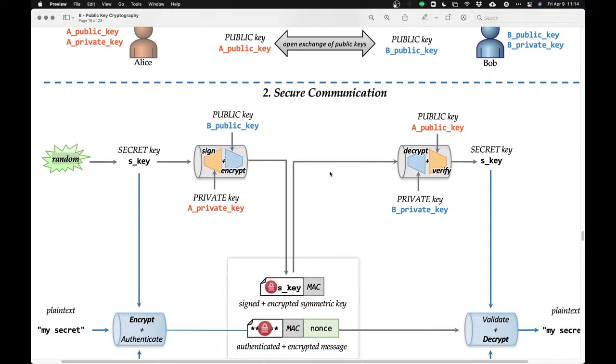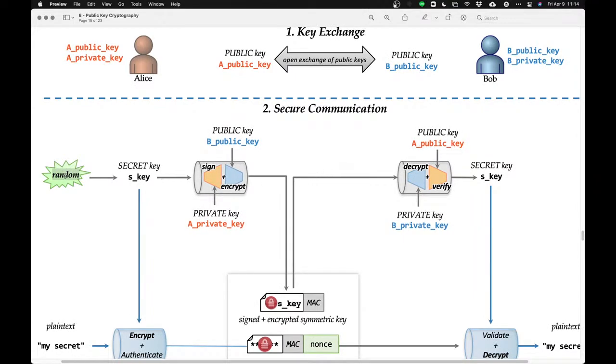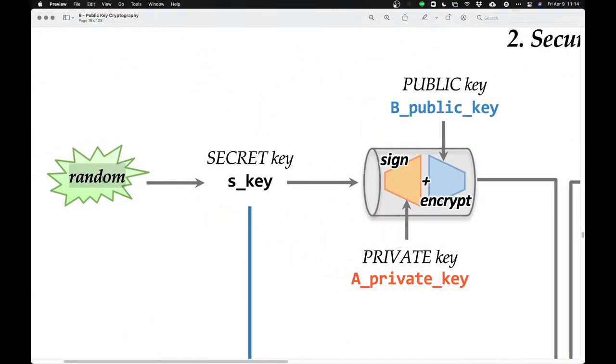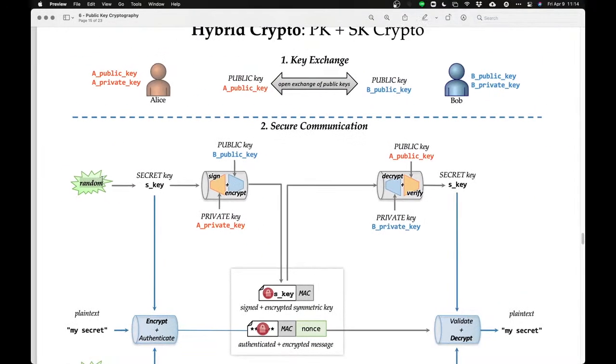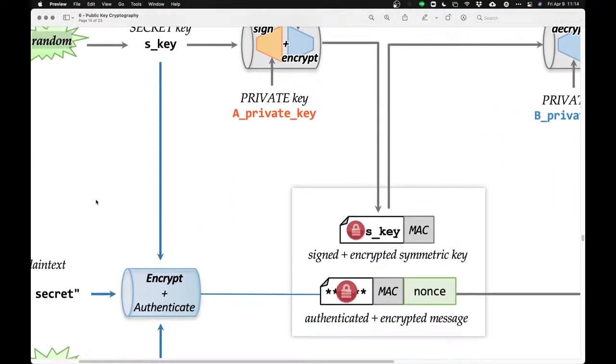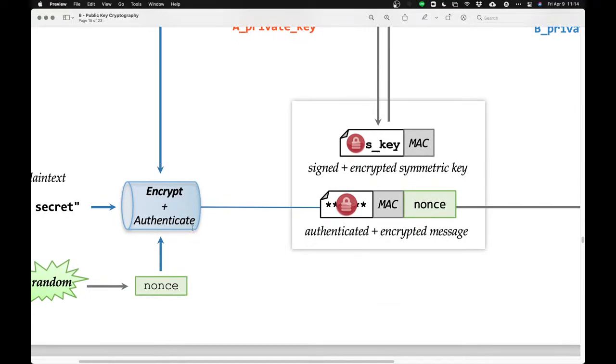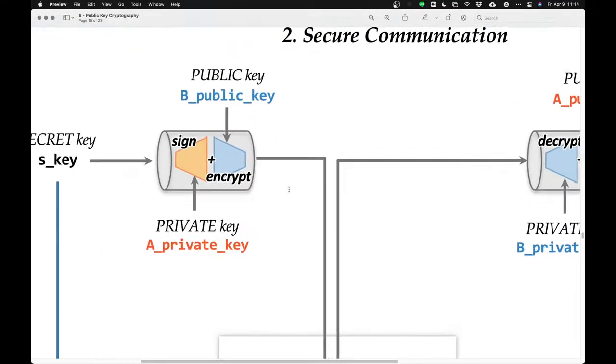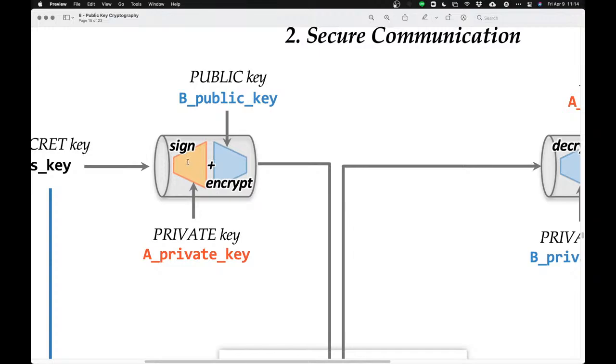If Alice wants to send a message to Bob, Alice first generates a secret key using her computer's cryptographic random number generator, which we now know uses Cha-Cha 20 or something. It uses one of DJ Bernstein's algorithms to create that secret key. Once she's got the secret key, she can sign it using her private key and then encrypt it using Bob's public key.